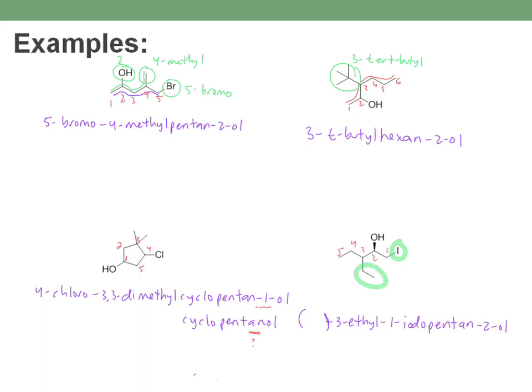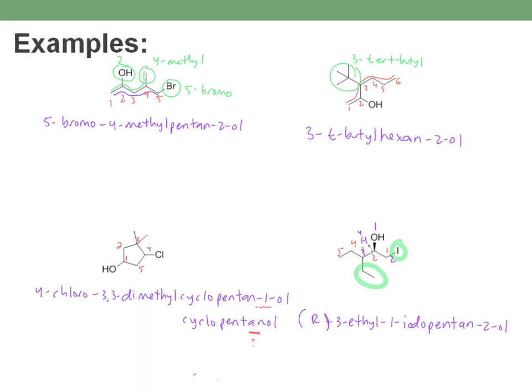So if you do your R and S configuration again, you'll see that this ends up going clockwise. So this should be R, right? Because the oxygen weighs the most. The iodine weighs more than either of those carbons do. So it's my number 2. Then this is my 3. My H is in the back at number 4. So I'm going clockwise, hence R. So this would be R-3-ethyl-1-iodopentan-2-ol.